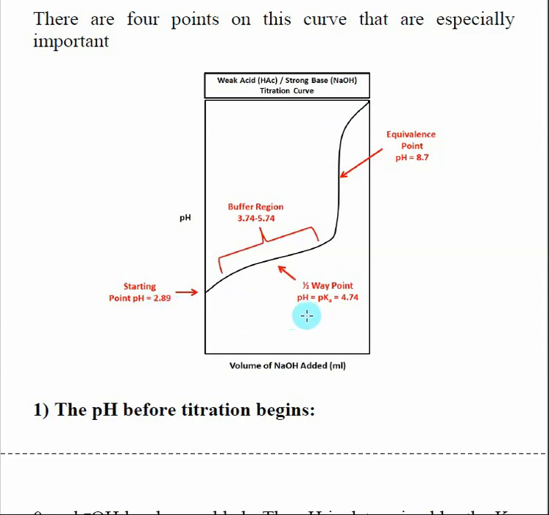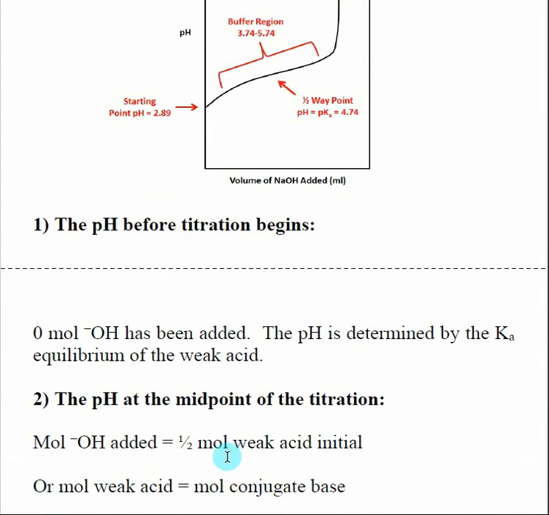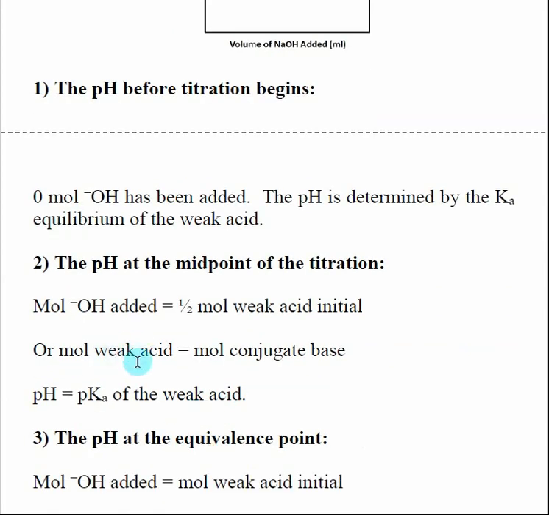Some other points that we're going to want to look at here is the halfway point. So the halfway point is when we have converted half of our weak acid into the conjugate base. This is also when the number of moles of hydroxide we've added as strong base is equal to 1/2 the moles of weak acid that we started with initially. When this is true, that means we've converted half of our weak acid into the conjugate base such that the moles of the weak acid now equal the moles of the conjugate base. When this is true, the pH is going to be equal to the pKa.